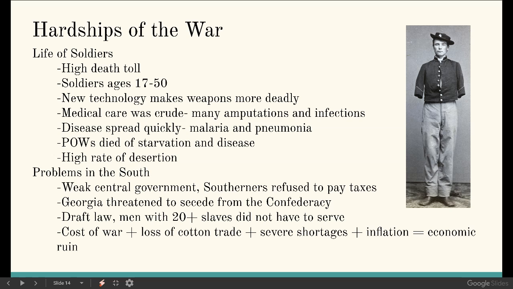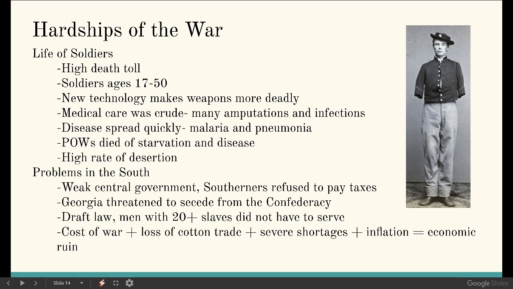But the war was very crippling to the Southern economy. You have the cost of the war itself, the loss of the cotton trade with Europe abandoning the South, severe shortages of food, clothing, and other supplies because the South was not able to produce those goods, and then inflation, which is high prices and dwindling value of money. And so this resulted in economic ruin for the South.